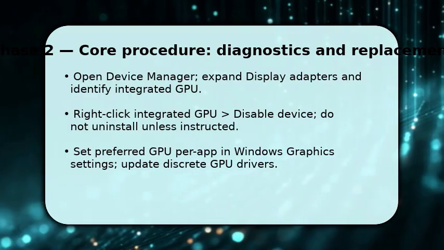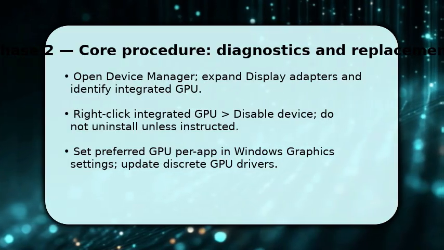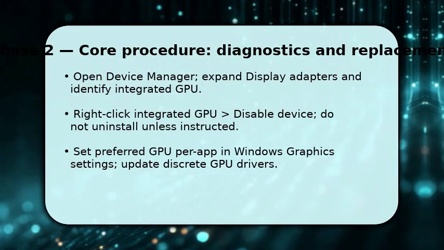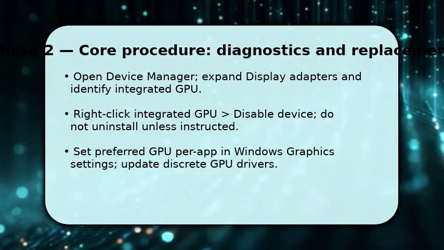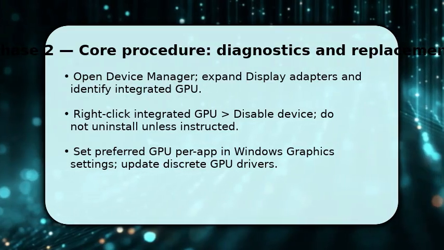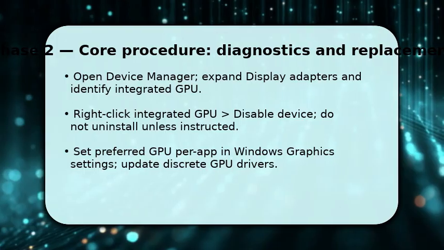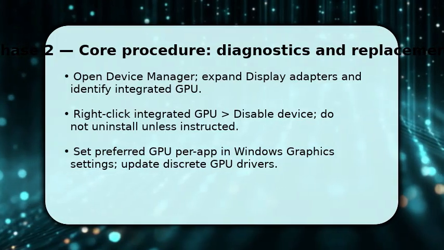Open Device Manager and expand display adapters. Find the integrated GPU and disable the device. Right-click Disable Device to stop the OS from loading its driver. Then, install or update your discrete GPU drivers so display output remains stable.